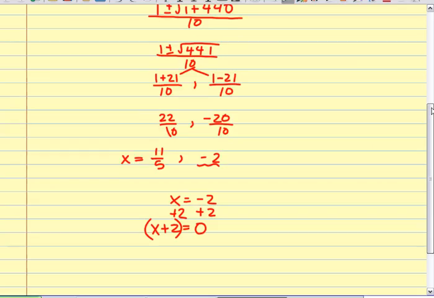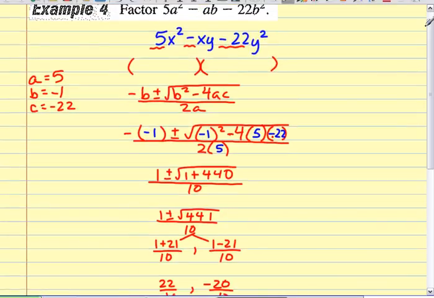So I'm going to go up here, and I'm going to write x plus 2. I don't need to use the other answer to find the other factor. I can just say, okay, x times what gives me 5x squared? Well, x times 5x. And positive 2 times what gives me -22? -11. But don't forget, we need the y back here to give us this y squared.